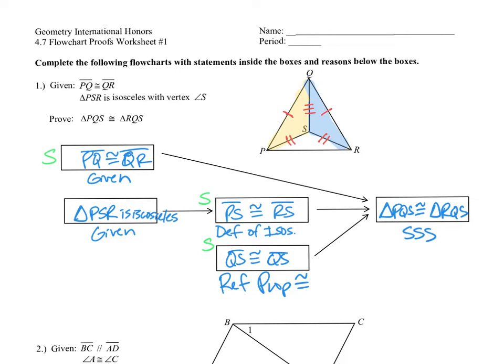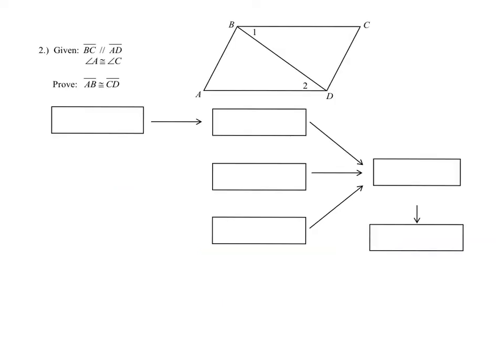Before we go on to the next proof, I've got to fix a couple things. First of all, I spelled isosceles wrong. How embarrassing. It's I-S-O-S-C-E-L-E-S, and then I also forgot to put a triangle right there. Okay, a couple details I wanted to fix. Now let's take a look at our second flowchart proof.